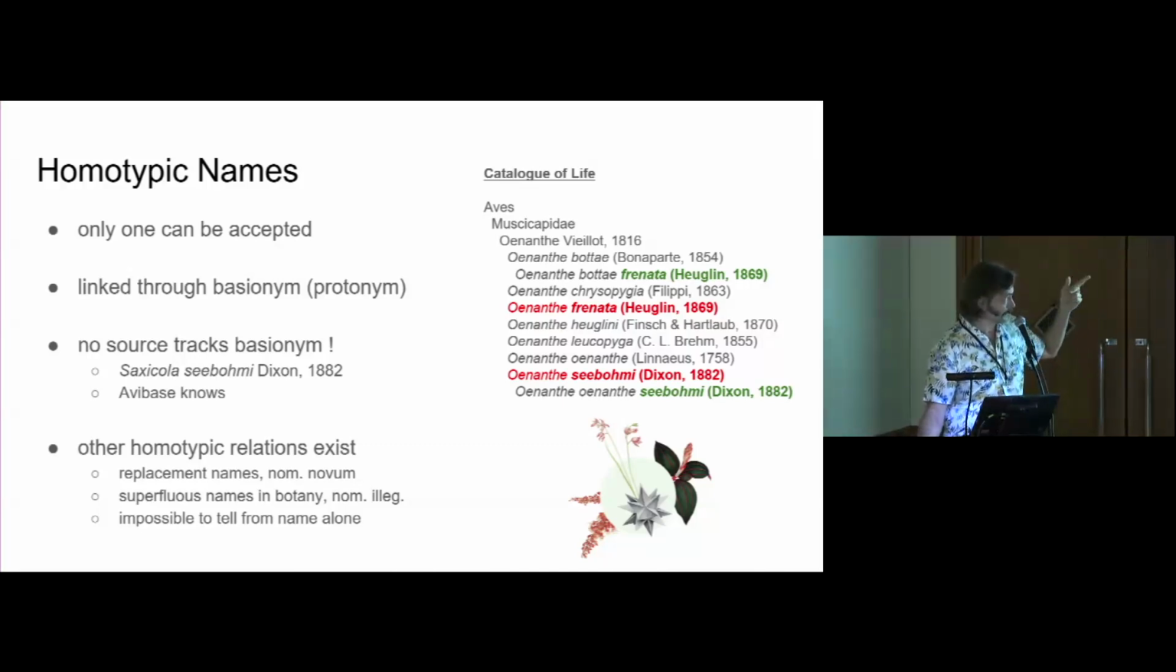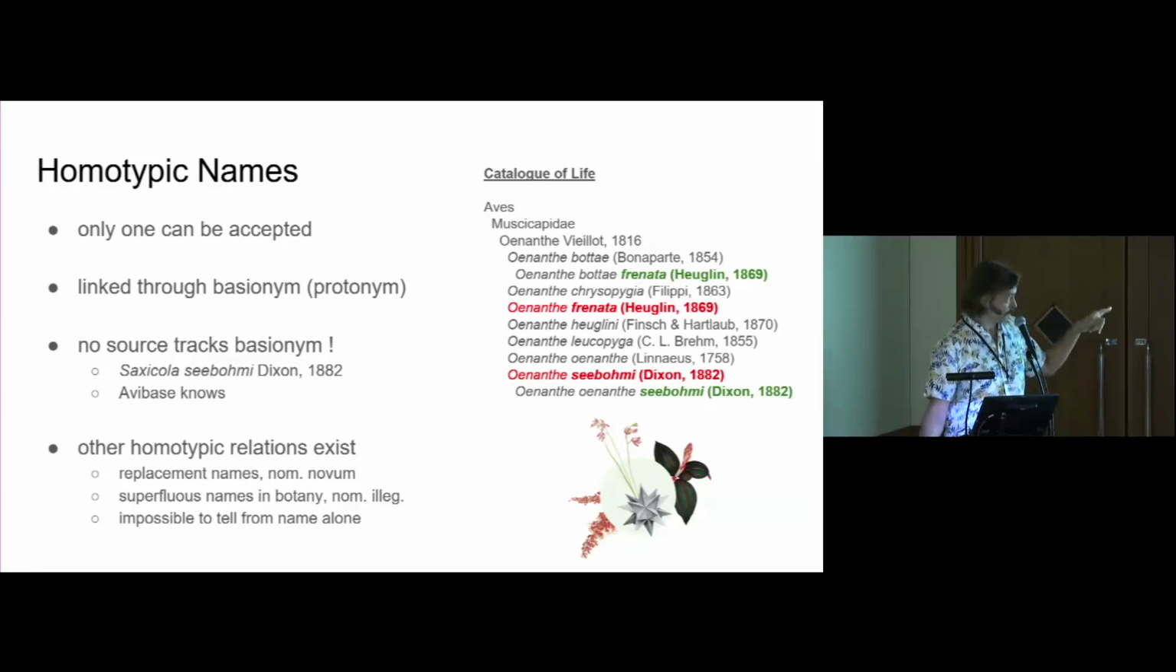And yeah, these are linked through a basionym. In this case, actually, there is no basionym. It's all later combinations. And I was a bit surprised to see that none of the data sets in Checklist Bank actually had the basionyms of those. It's only Avibase that knew about it, but none of them were tracked in any of the sources.